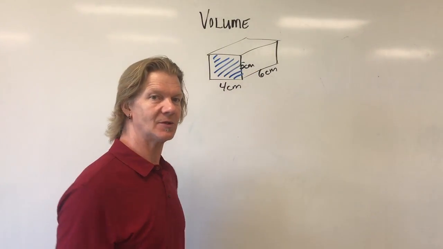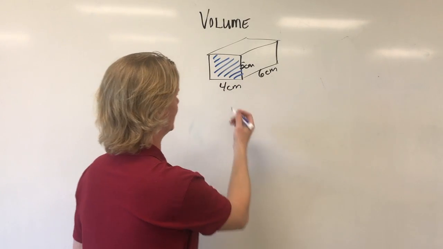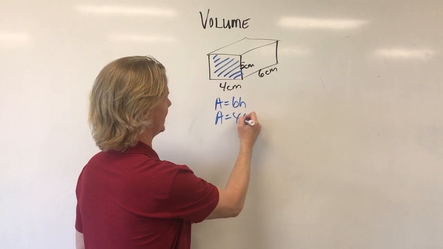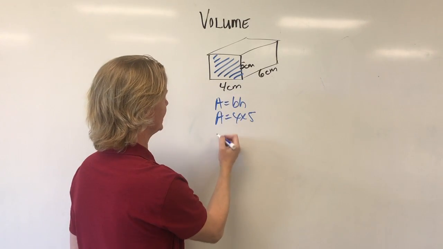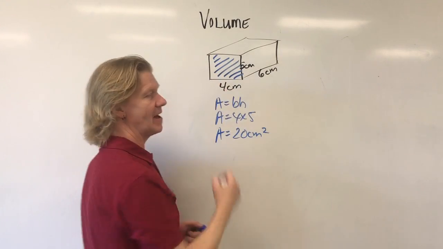And the dimensions of that square on the front are 4 by 5. So 4 times 5 is 20, right? And we can write out the formula if we want, base times height, 4 times 5, centimeters times centimeters, and we get 20 centimeters squared. That is the area of that front face.